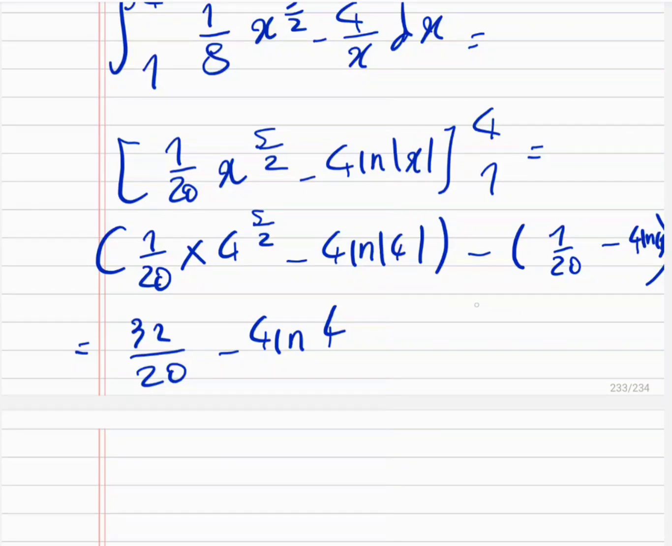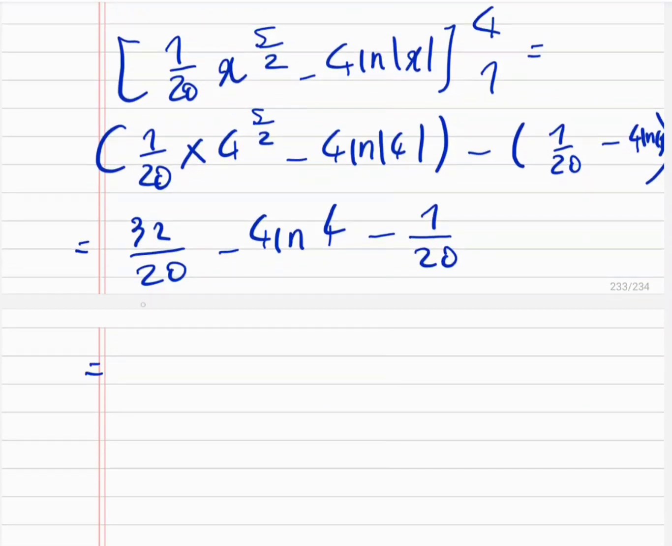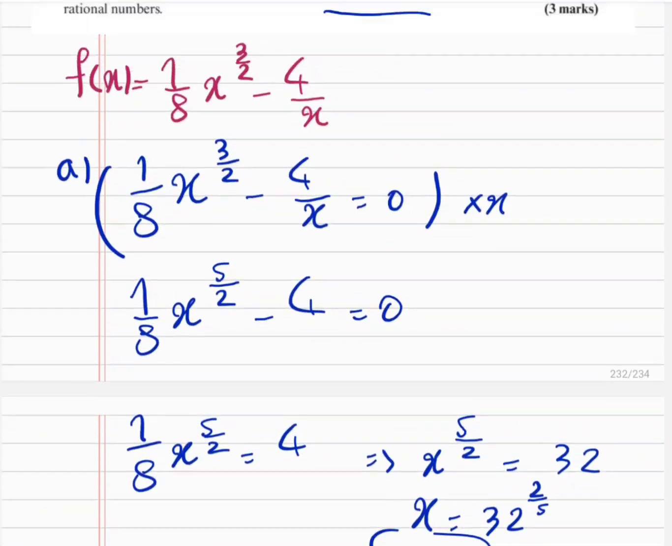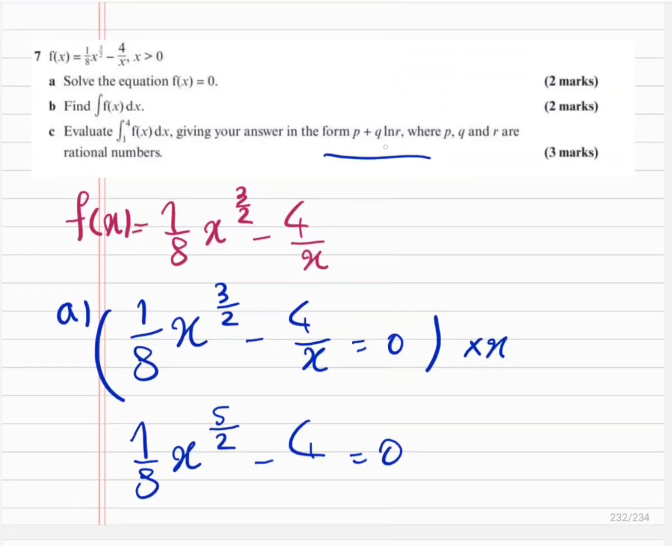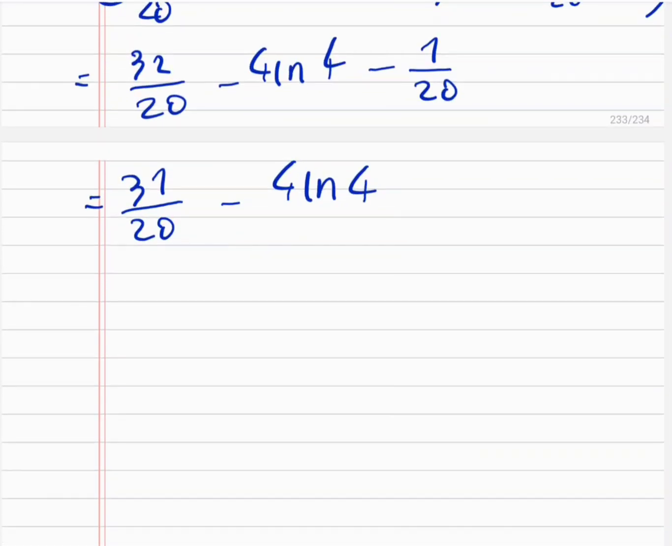And here, minus 4 ln 1 is just 0, and then we'll have this 1 over 20, so we get minus 1 over 20. Then 32 over 20 minus 1 over 20 is 31 over 20, minus 4 ln 4, and that's it, because the question says give the answer in the form p plus q ln r, which is exactly the same form. So this is p, this is q, and this is r.